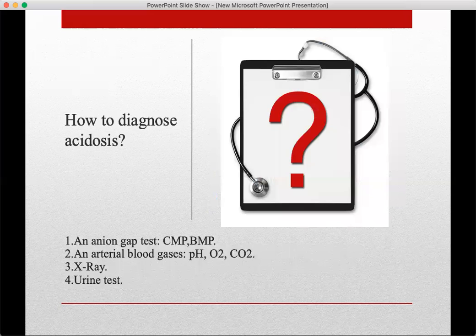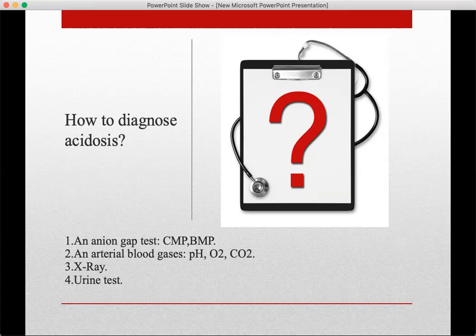But how do doctors diagnose acidosis? The doctors usually use an anion gap test, which is the CMP and BMP test. CMP is complete metabolic panel and BMP is basic metabolic panel. These two check your kidney function. They will usually check your CO2, calcium level, protein, blood glucose, and electrolyte level. And the second one, they might do the blood gas test, which measures the pH of your blood and the level of your oxygen and CO2.